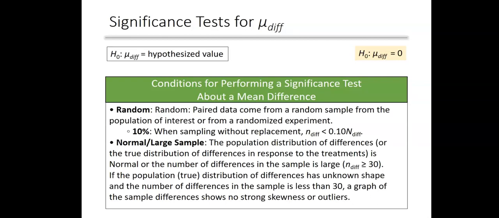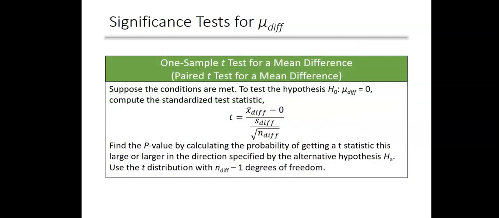The conditions are the same as what we had for the one sample t-test for means. So you only have to talk about the difference. You don't do each separate group. It's all about the difference here. So again, you have one column of differences that you're dealing with.